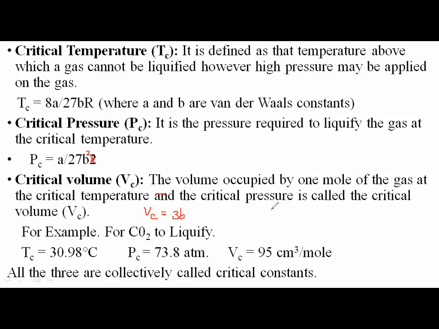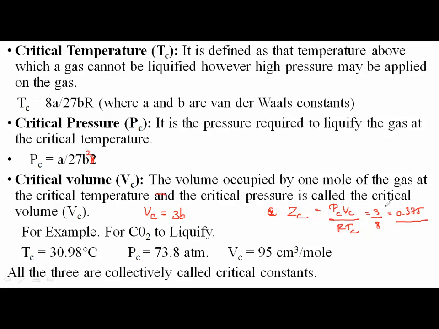Understood? You even have critical compressibility factor. It is denoted as Zc. We know Z is PV by nRT, so Zc is equal to Pc into Vc upon R Tc, that is critical pressure, critical volume, critical temperature. And that is equal to 3 by 8. When you use all the formulae, 3 by 8 is nothing but 0.375. This is the critical compressibility factor. A gas behaves as a van der Waals gas if its critical compressibility factor is equal to 0.375.